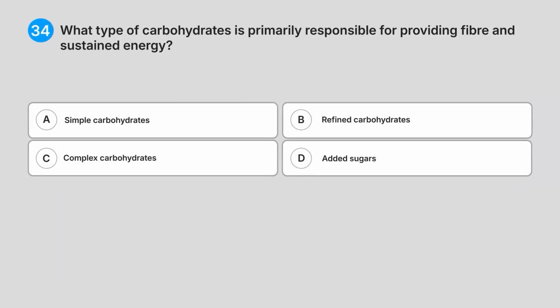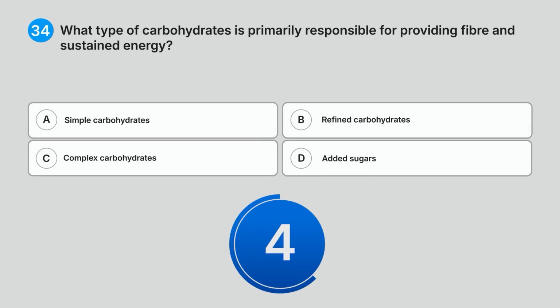34. What type of carbohydrates is primarily responsible for providing fibre and sustained energy? A. Simple carbohydrates. B. Refined carbohydrates. C. Complex carbohydrates. D. Added sugars. What do you think is the answer?